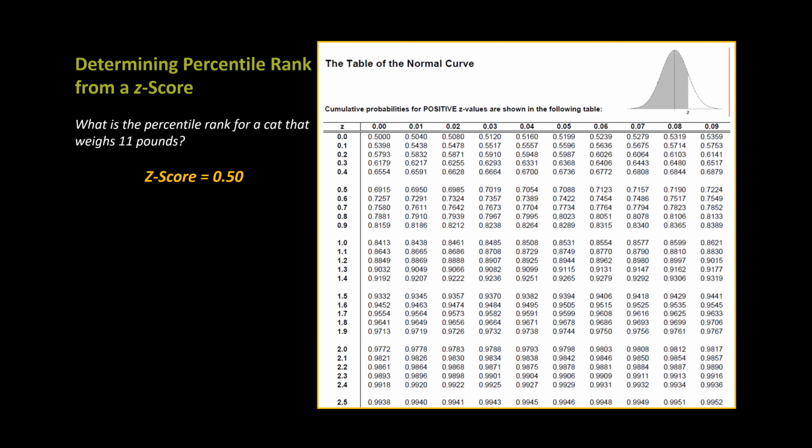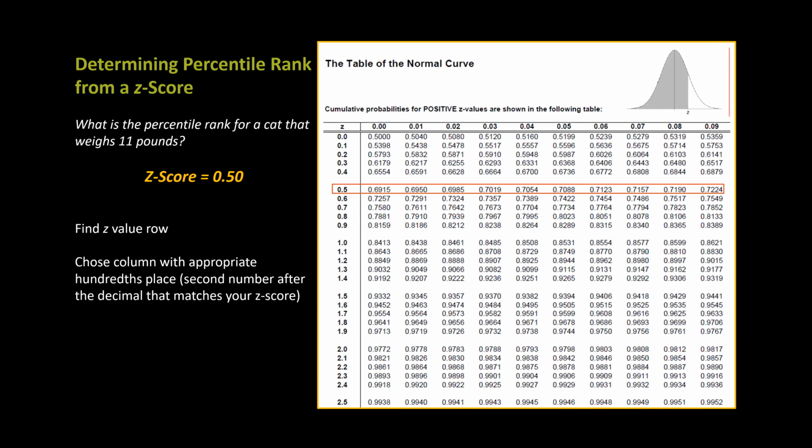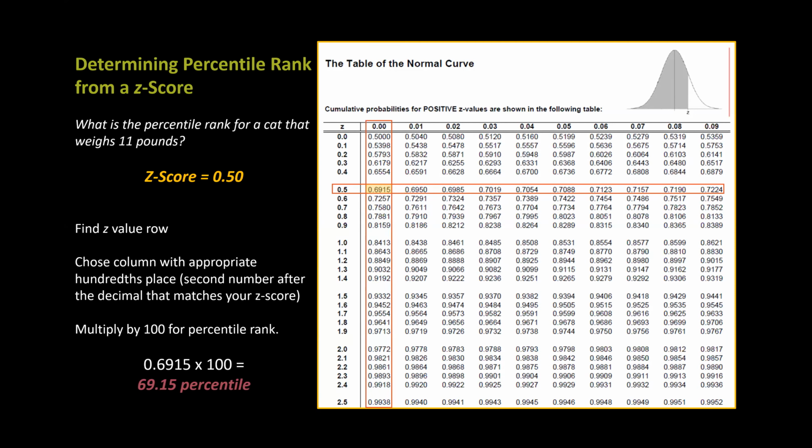So we know that the cat who weighs 11 pounds has a z-score of 0.50. First we're going to find our z-value row of 0.5, and then we finish our number and find the column with the appropriate hundredths place, and that is 0. The intersection of those values is our percentile ranking. All we have to do is multiply it by 100 to finish it. So we're going to do 0.6915 times 100, and we get 69.15 as the percentile ranking.